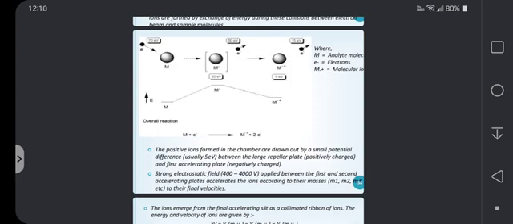The positive ions formed in the chamber are drawn out by a small potential difference, usually 5 electron volt, between the large repeller plate, which is positively charged, and the first accelerating plate, which is negatively charged. A strong electrostatic field of 400 to 4000 volt is applied between the first and second accelerating plates, which accelerates the ions according to their masses to their final velocities.